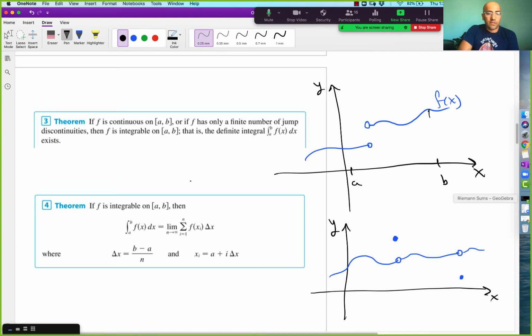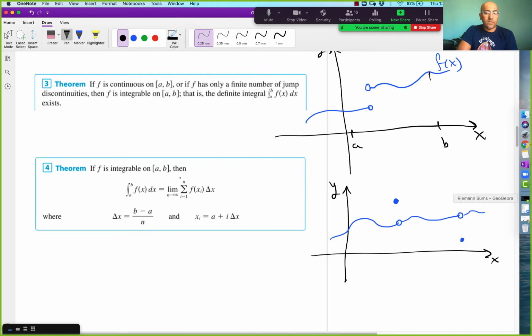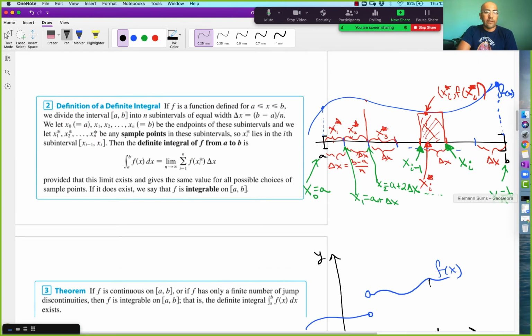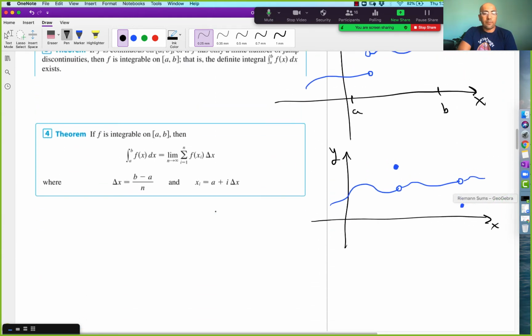Okay, so that's just a nice little thing to know. Up here we gave a more general description, and we allowed the x sub i star, x sub 1 star, x sub 2 star, to be any sample of points on the subintervals. But like I said, left endpoints and right endpoints are very popular.